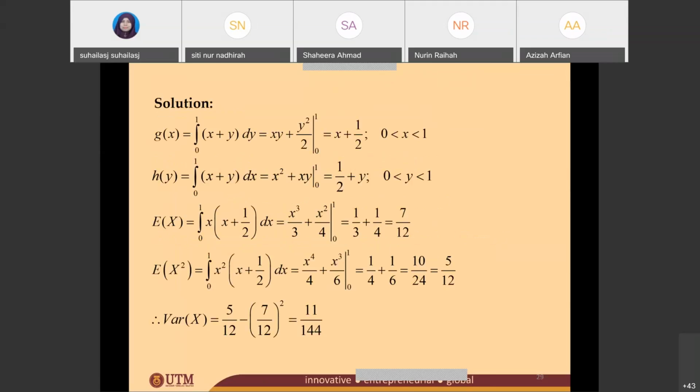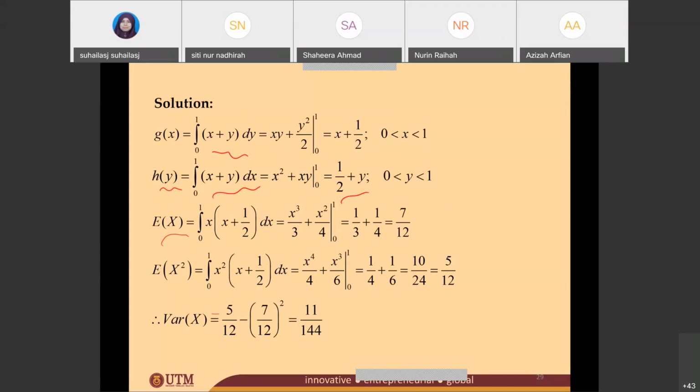For the marginal for X, integrate with respect to Y. Solve the integration, and we just have XY plus Y squared over 2. For the marginal for Y, integrate with respect to X again, and solve to get half plus Y. Now we want to get the variance first, because you need it to compute your correlation later. So EX is X times your density function, and EX squared is X squared times your density function.